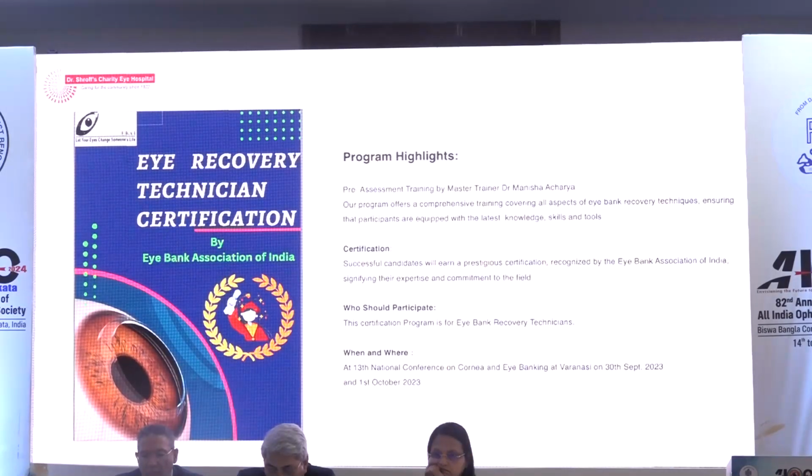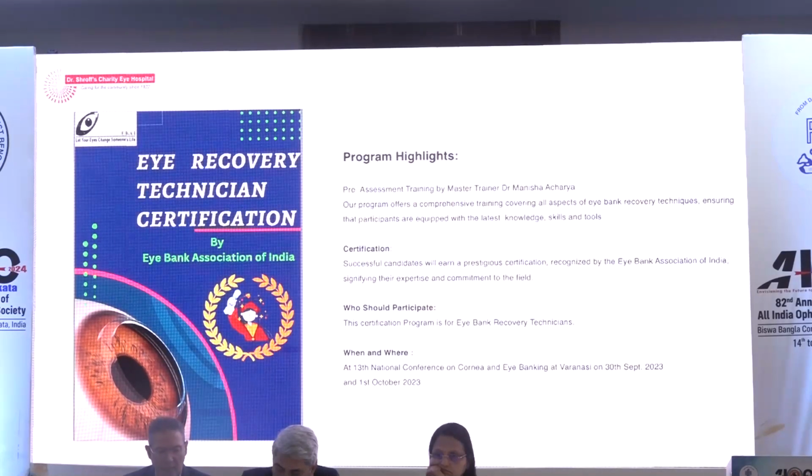And last year, for the first time in the history of eye banking, the Eye Bank Association of India started the Eye Recovery Technician Certification Program at the Banaras conference. 23 participants, the recovery technicians, enrolled themselves for the assessment. They were given a short training before the assessment, and the trainers were trained by the master trainer. Before launching the certification, we had a webinar by EBAI where more than 80 participants joined and learned about the tool on which they were going to be assessed.